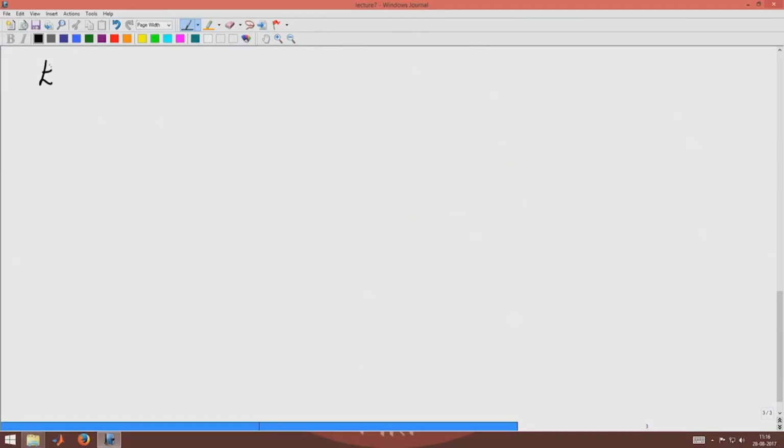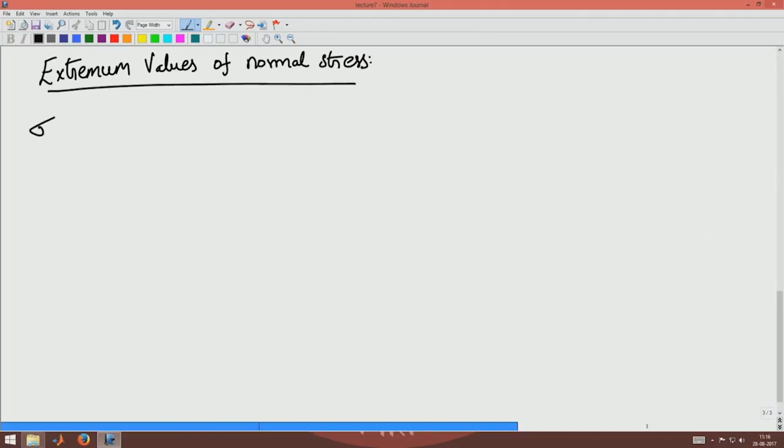You are interested in the extremum values of normal stress. The normal stress is denoted by sigma of n, is nothing but T of n dotted with n, which will be nothing but sigma transpose n dotted with n.